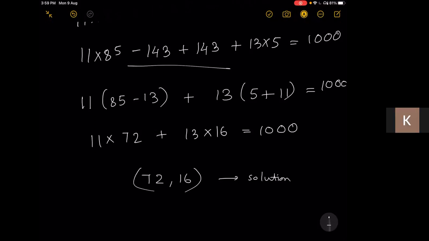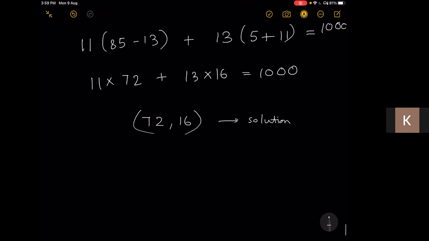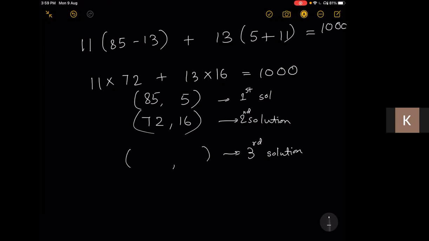Okay. So now if I repeat this again, the first solution was 85 comma 5. This is my second solution. What will be the third solution? Tell me quickly. Not so much calculation. What happens when I add and subtract the LCM? Sir, 59 and 27.